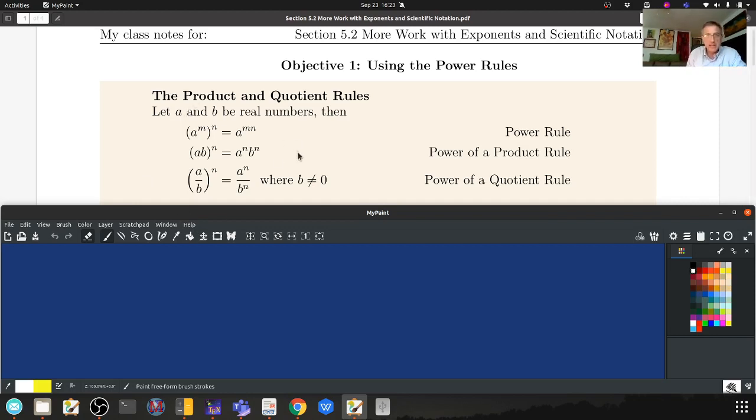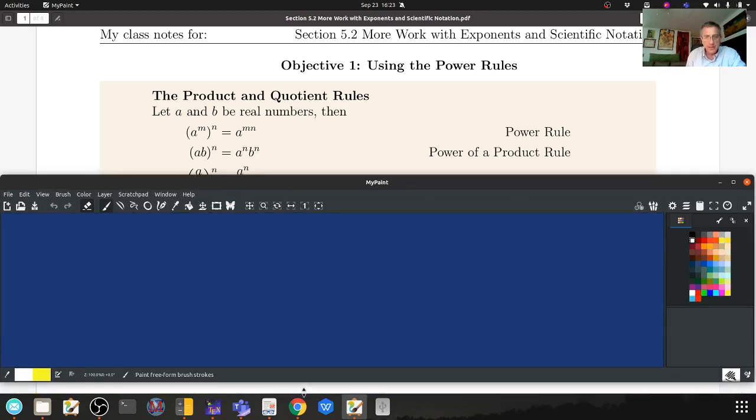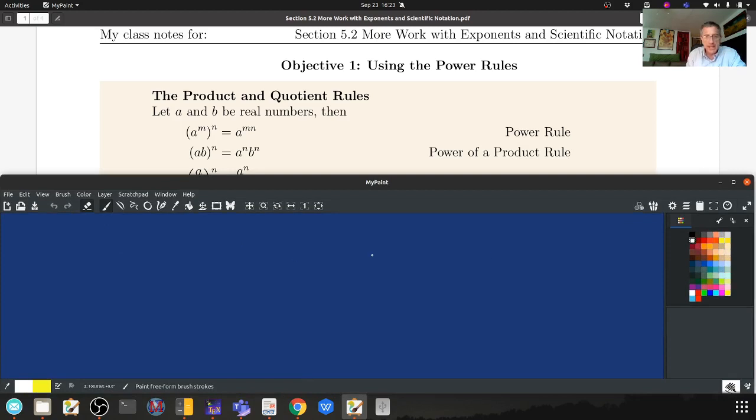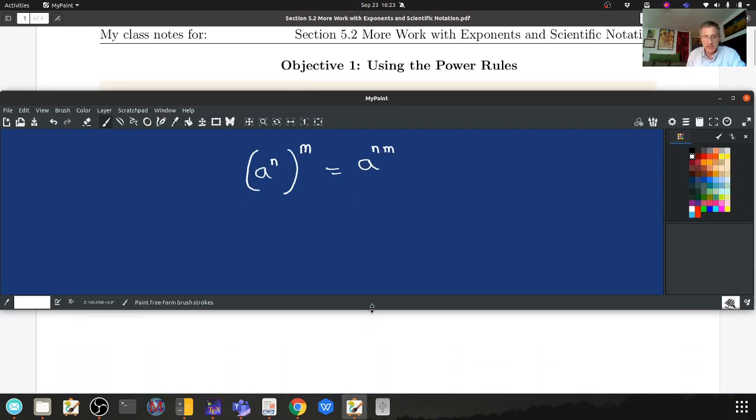And let's look at the power rule. So the power rule says, given some base A raised to some power n, now if that itself becomes a new base for another power m, or exponent m, then the result is you just take the base and multiply n times m. So let's give an example and a justification for that.